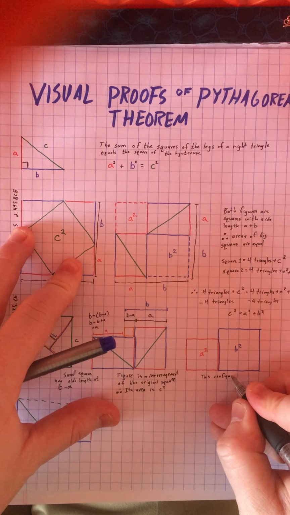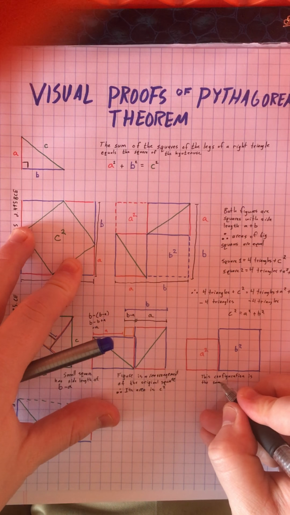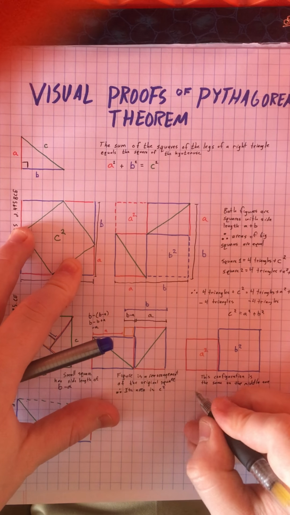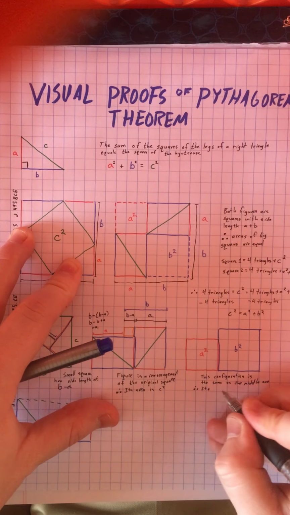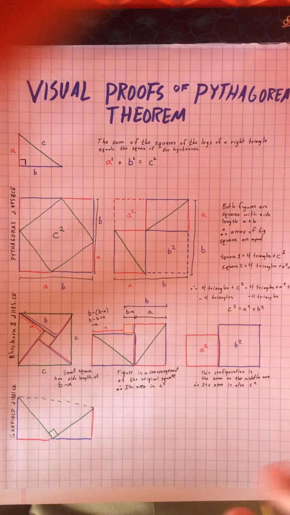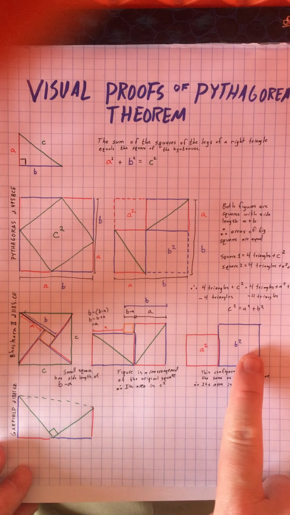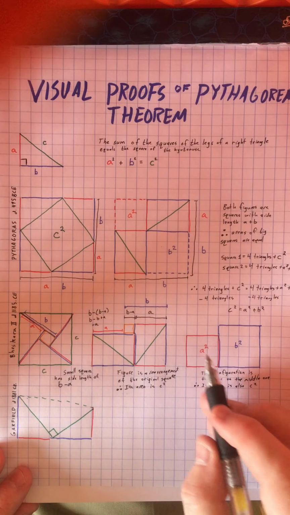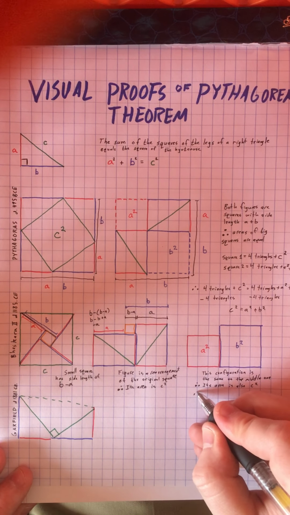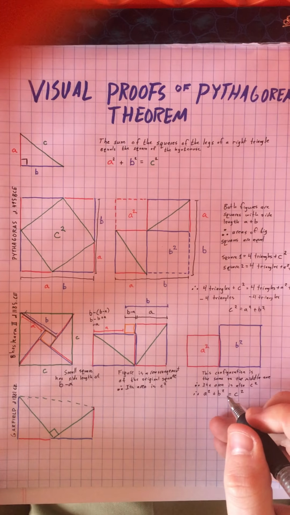This configuration is the same as the middle one. Therefore, its area is also c squared. If this area equals this area, and this area equals this area, and this area is c squared, then this one has to be c squared. But look at how we've separated out this figure. It is 2 squares, an a squared and a b squared. Therefore, a squared plus b squared has to equal c squared.